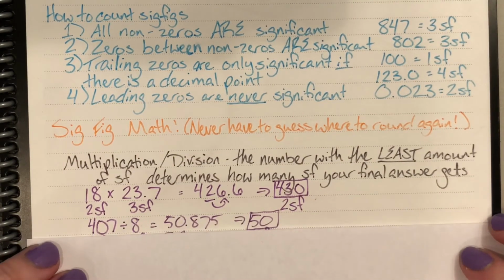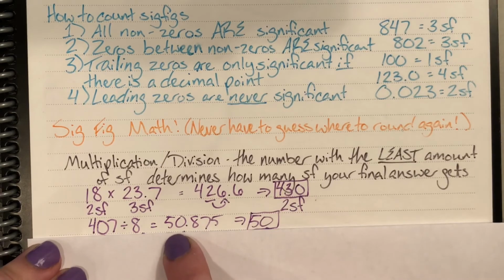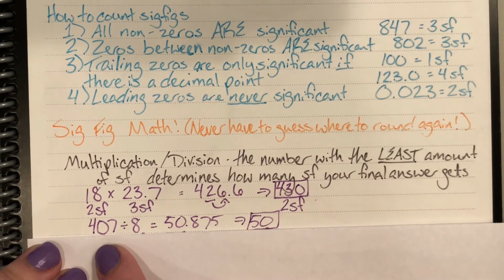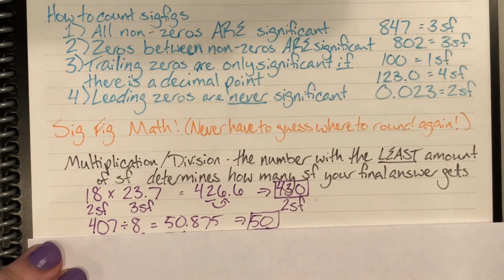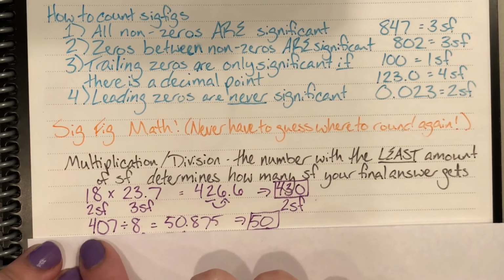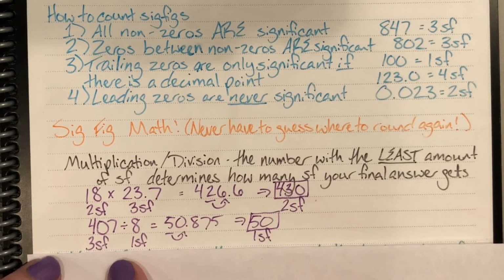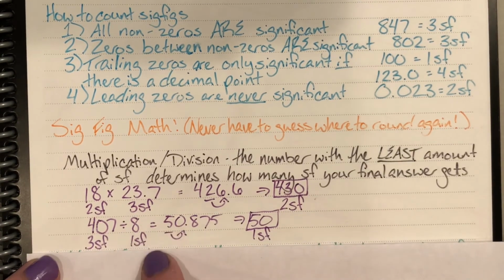The next example I have is going to be that of division. So I have 407 divided by 8. When I did that, I got approximately 50.875. And then I'm going to look at my sig figs to determine how many I actually get. 407, I have a 0 sandwiched in between non-zeros, which means all 3 of these numbers are significant. So this is a 3 sig fig number. 8, obviously there's only one number there, so there can only be one significant figure.